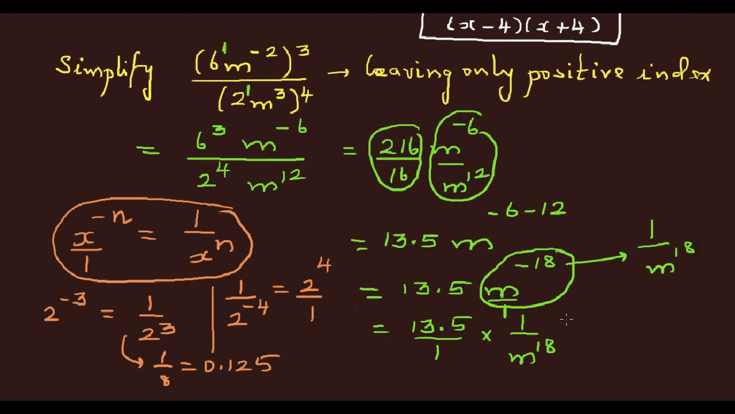So the final answer is 13.5 divided by m to the power 18. So if you know how to simplify, that's one skill that is checked or tested at level 2 NCEA.